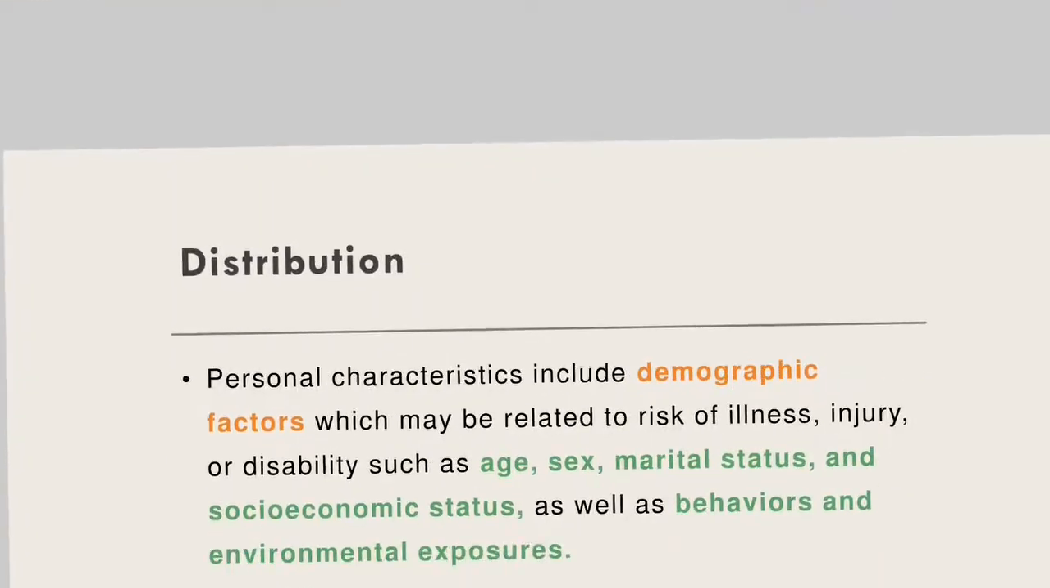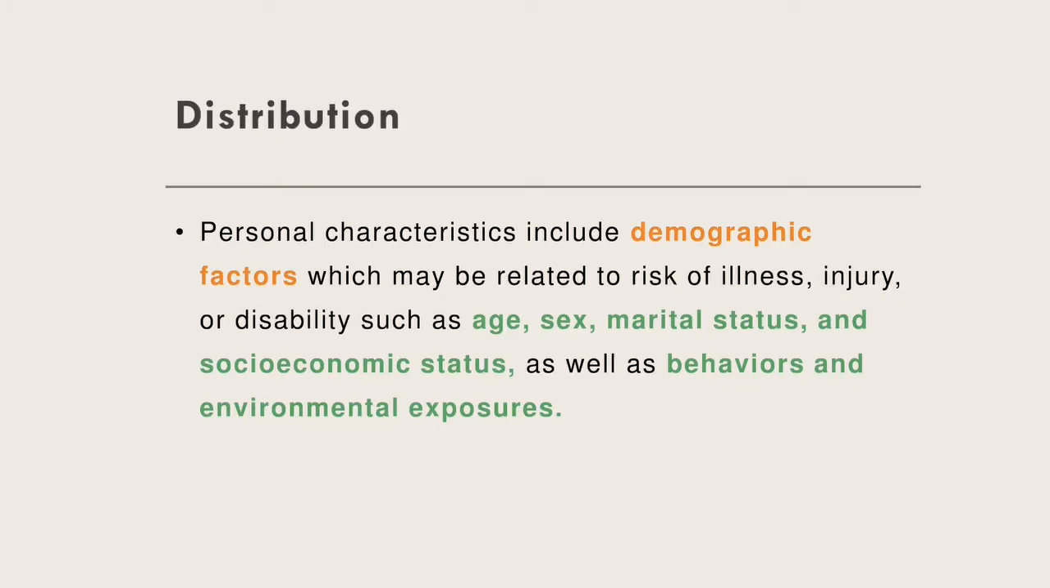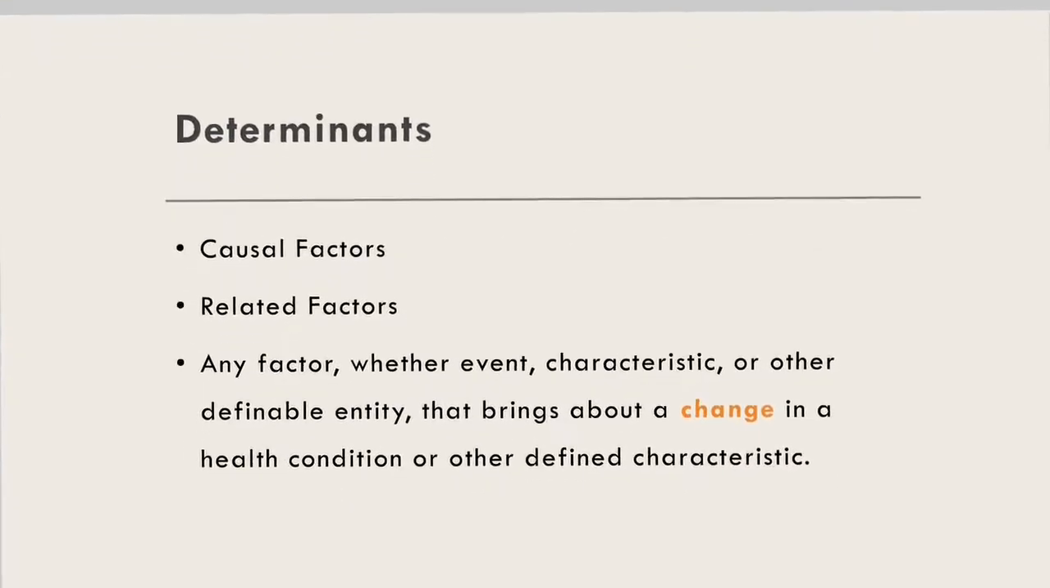And when we talk about the personal characteristics, this also has some implication from the perspective of distribution. Personal characteristics include demographic factors, which may be related to the risk of getting ill. That may include the age of the person, the gender of the person, the marital status of the person, the socioeconomic condition of the person, and other related behavior characteristics that may be related to the health of the person.